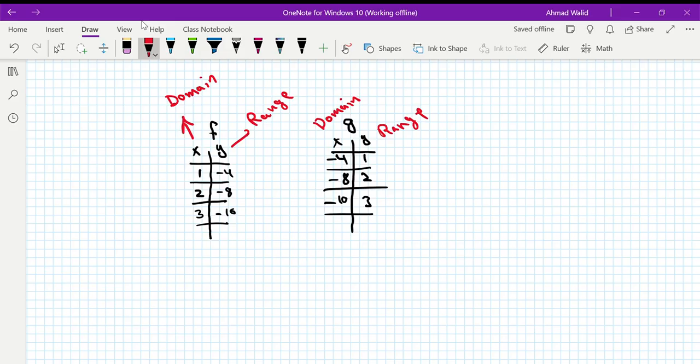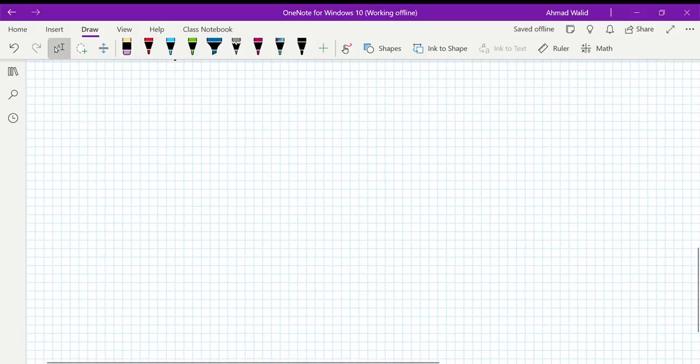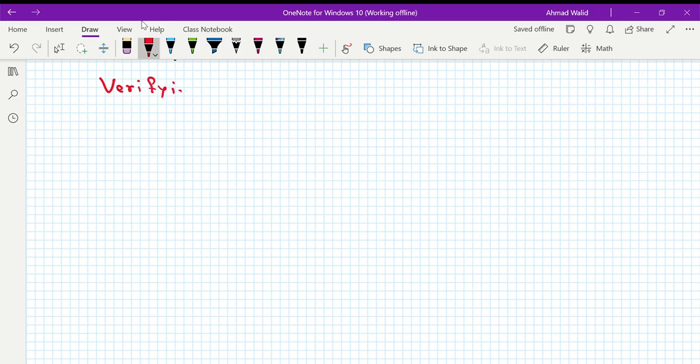Correct? Now, before finding the inverse of a function, let's practice. Let's check how you can identify two functions as inverse to each other. Correct? Let's do an example, or let's put a topic. Verifying inverse functions.